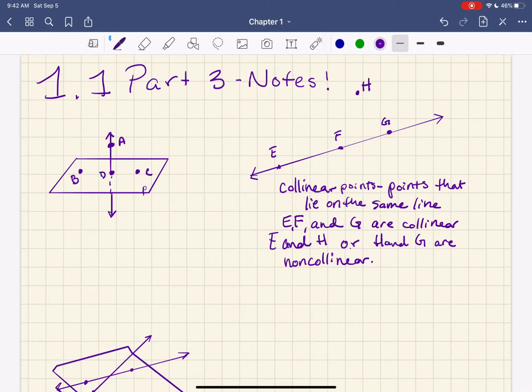All right, another one that we've got is coplanar. So let me say, all right, collinear, highlight it. Non-collinear, we don't really need to highlight, but just remember it's the opposite.